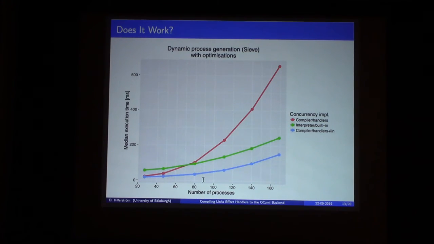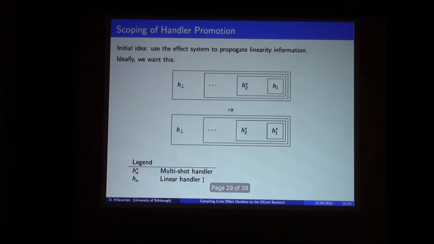Does this always work? Well, no, it doesn't always work, and the reason is a little bit subtle. We can see these stacks of handlers when we compose them together. The idea I had was to use the effect system to propagate information about when I am in the context of a multi-shot handler. Because at that point, I need to promote my linear handlers to multi-shot handlers. But it only needs to happen for those that are in scope of the multi-shot handler.